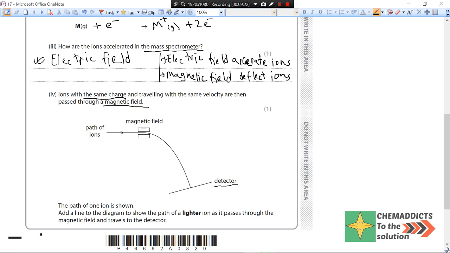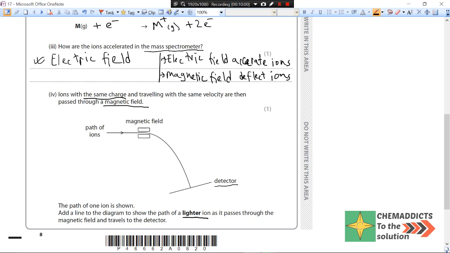The path of one ion is shown. Add a line to the diagram to show the path of a lighter ion. I repeat, lighter ion, as it passes through the magnetic field and travels to the detector. So they have asked us to draw the line to show the path of a lighter ion as it passes through the magnetic field and travels to the detector.